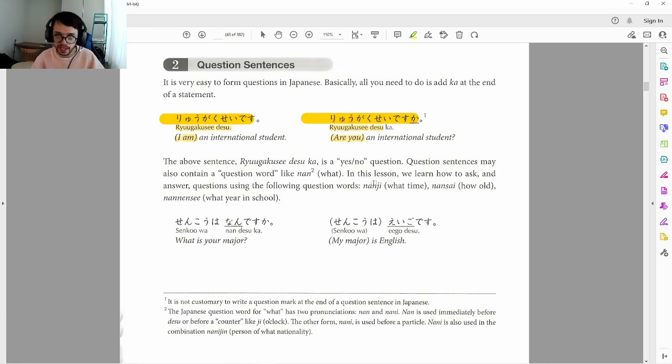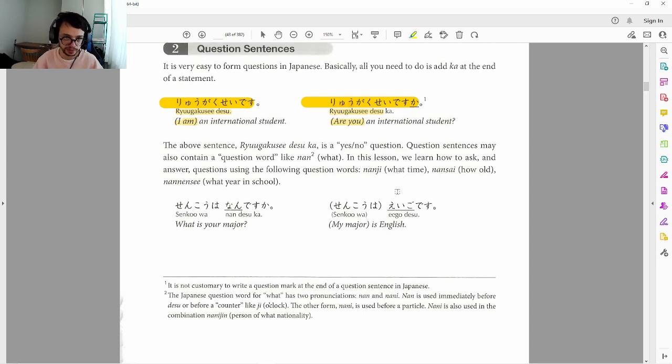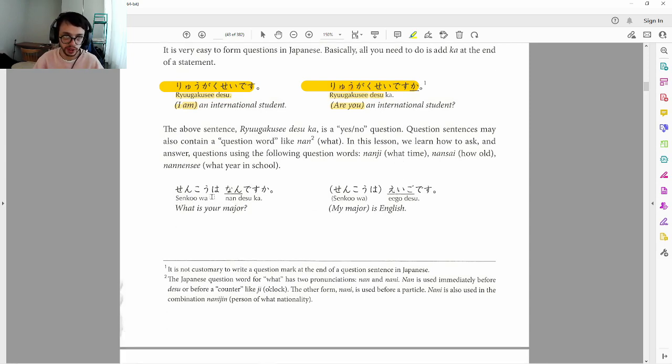So we're gonna learn how to ask things here. So senko wa nan desu ka? So this is "what is your major." Again, you'll see here that this is the subject, right? Senko. So this is major, wa, subject particle. So this is indicating the subject of the sentence. So what are we talking about? We're talking about majors, right?